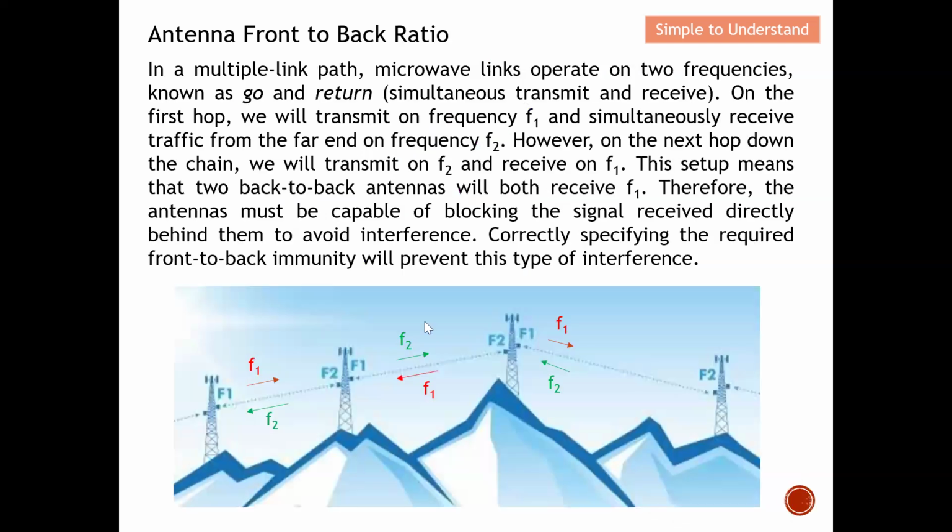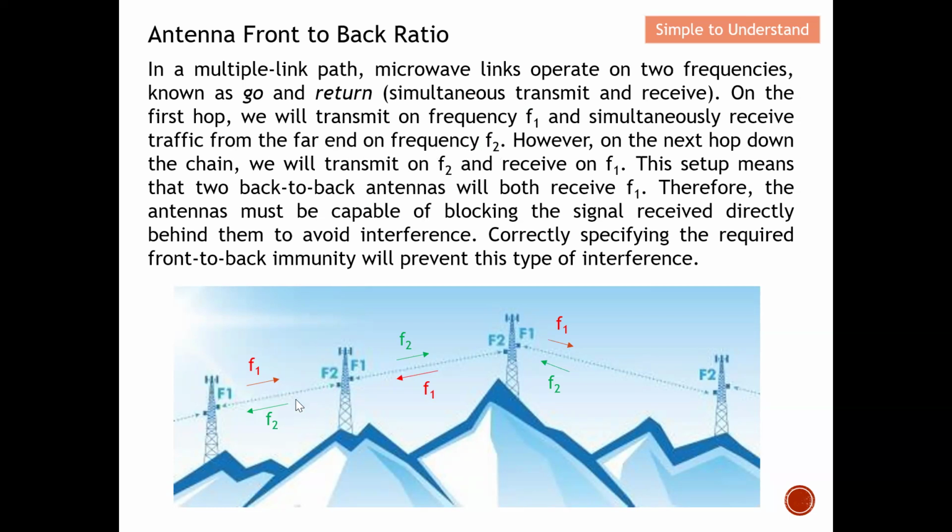Let's quickly move on. In a multi-link path, microwave links operate on two frequencies, known as go and return, which means they simultaneously transmit and also receive. On the first hop, we will transmit on frequency F1. Just imagine this is the first hop. You can see this antenna here. There are actually two antennas. The antenna here will be transmitting at frequency 1. Basically, it transmits on frequency 1 and simultaneously receives traffic from the far end on frequency F2.